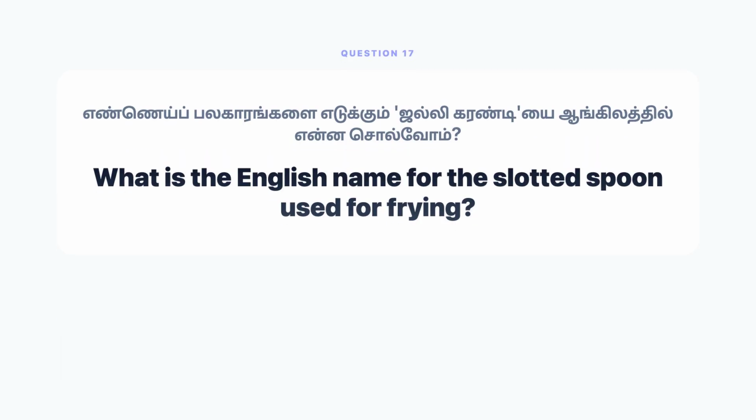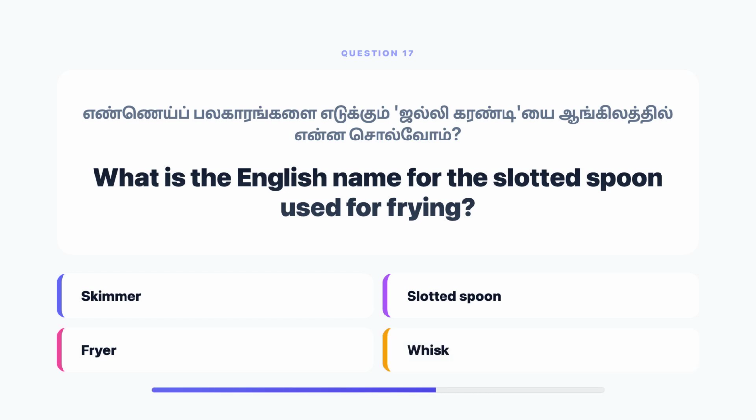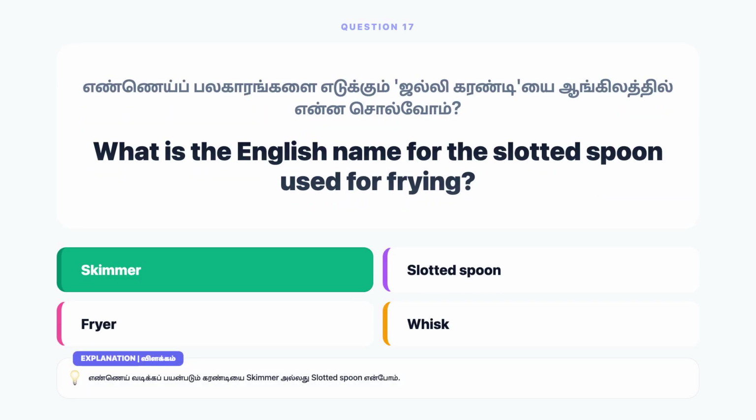What is the English name for the slotted spoon used for frying? Skimmer, slotted spoon, fryer, whisk. And the correct answer is skimmer. Excellent. You got it right.